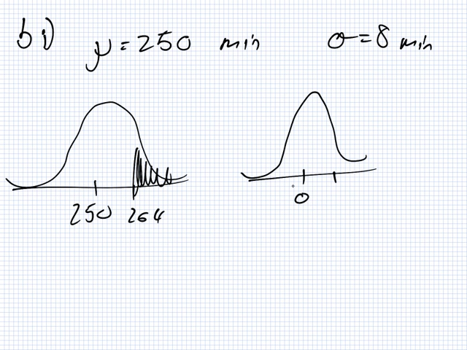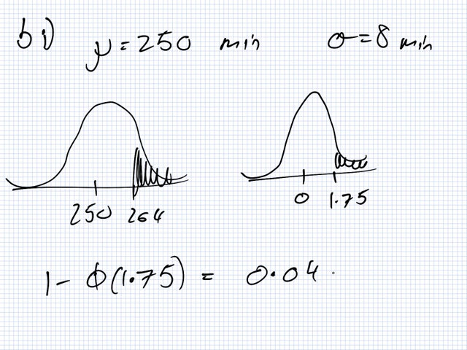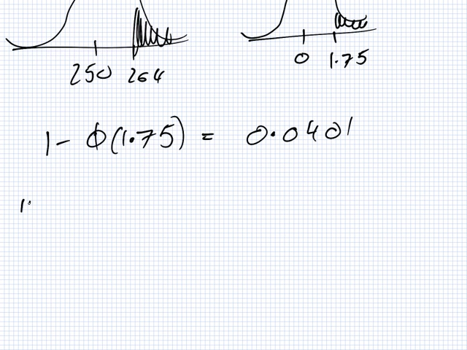14 divided by 8. 1.75? So the answer will be 1 minus the table book value of 1.75. Does anyone have the table book or the answer? 1 minus 0.959. So the final answer is? 0.0401. That's it.